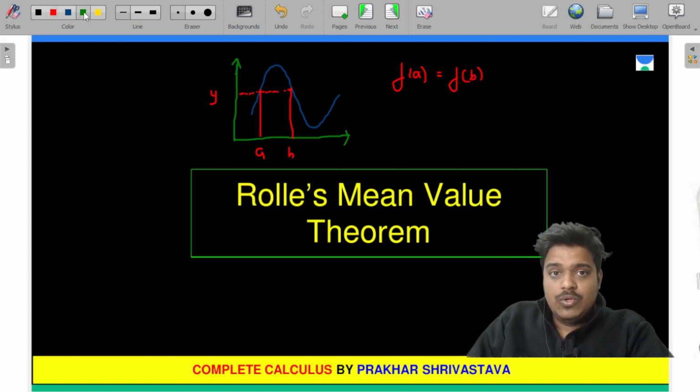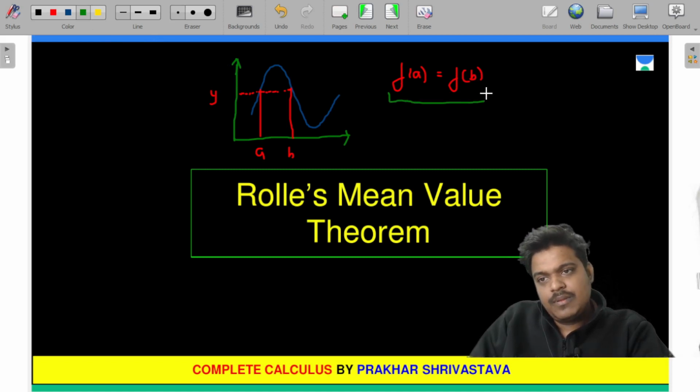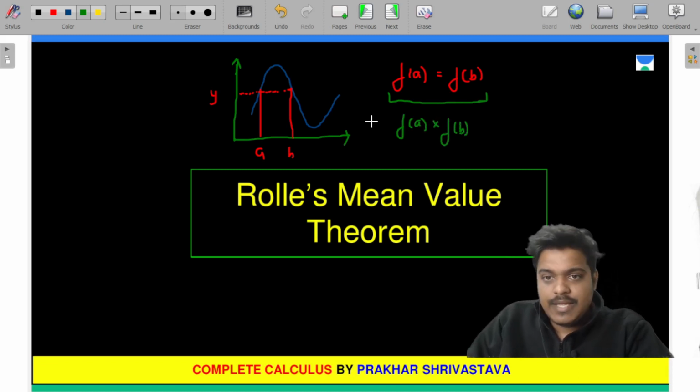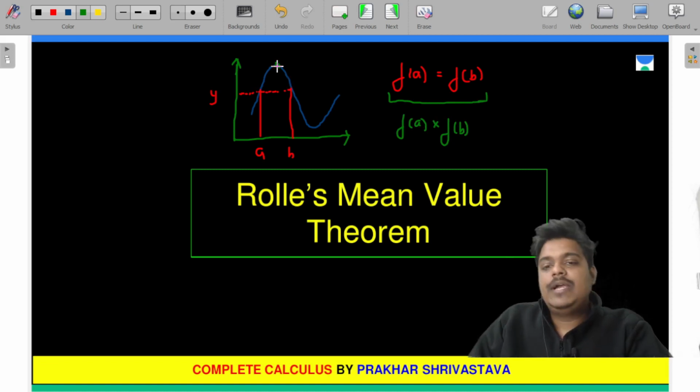And you know that the value of the function f of a into f of b, see, the graph is going up and the graph is coming down. You understand that there will be a point in between. f of a is equal to f of b.